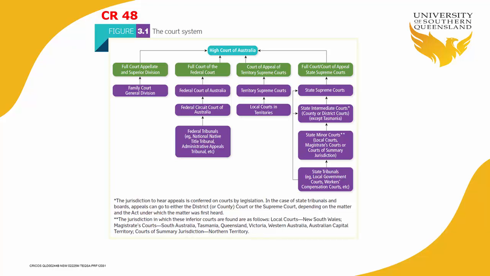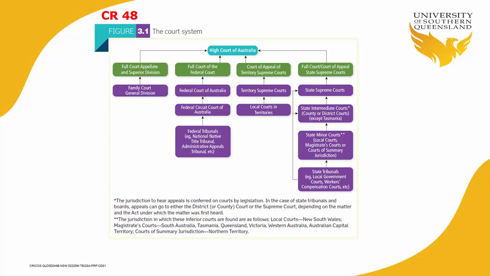The third column, again we're going from left to right, starts from local courts in territories. So these are again inferior courts that could be appealed from to territory supreme courts, and finally to the Court of Appeal of Territory Supreme Courts, and from there again to the High Court of Australia. The last column shows us the hierarchy in the states.